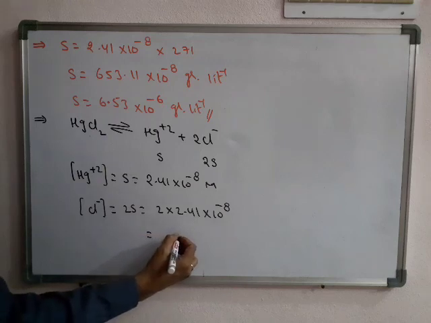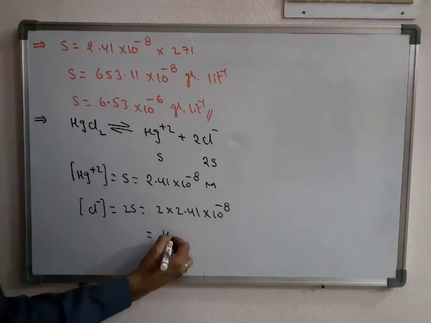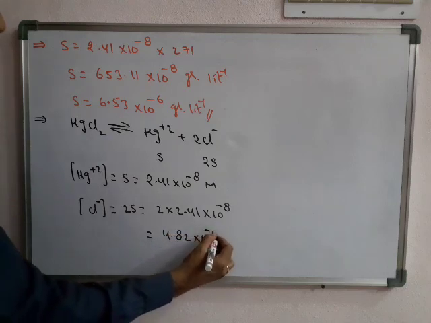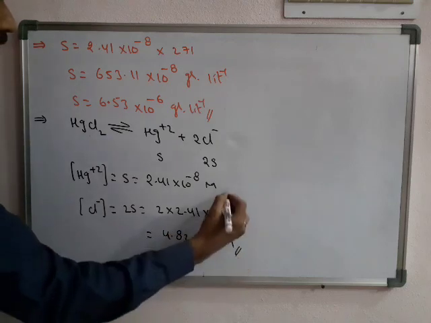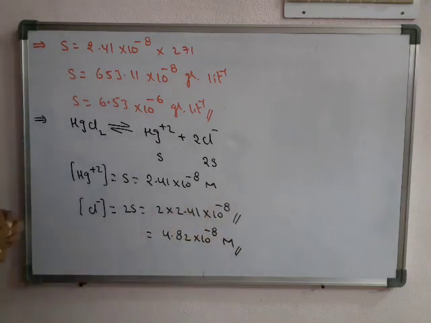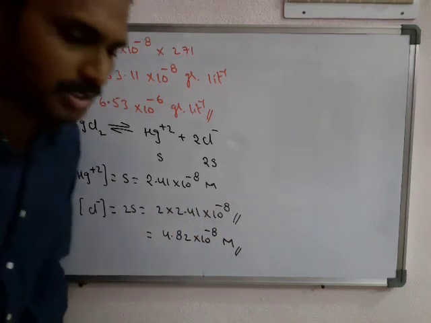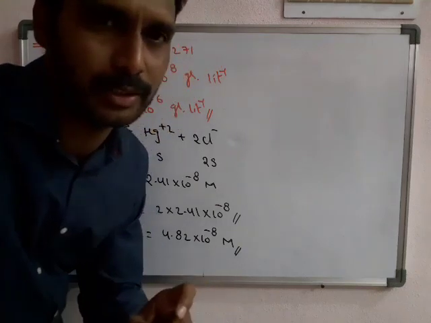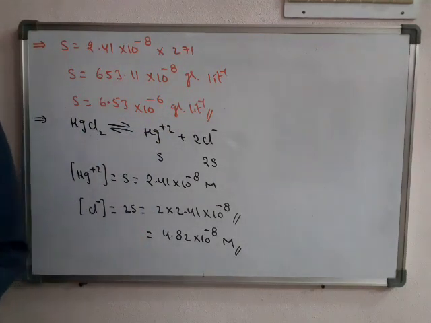Then for the Cl minus concentration, the solubility is 2s, meaning 2 into 2.41 into 10 power minus 8, that is 4.82 into 10 power minus 8 molarity. Okay, so these are one of the types of problems on solubility. There are some other models as well.